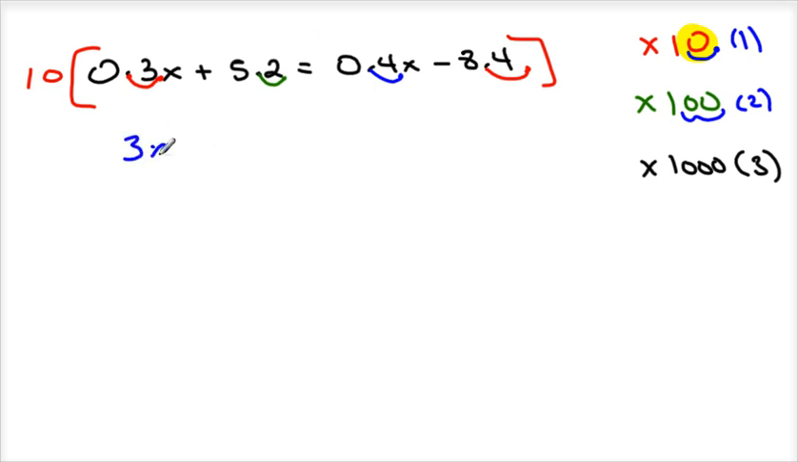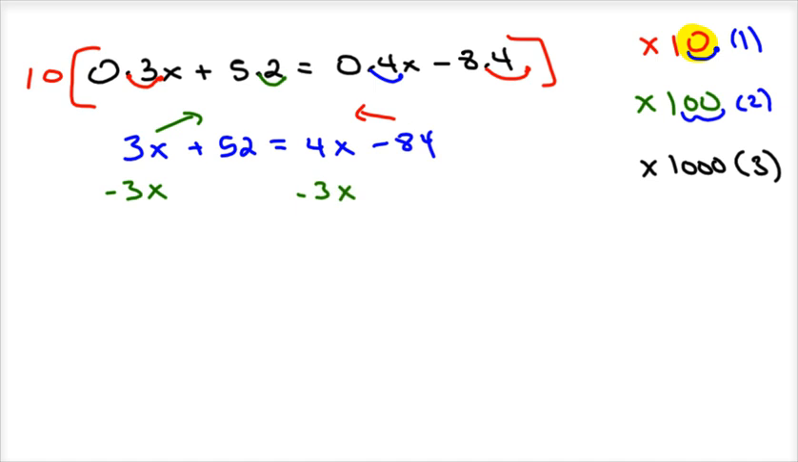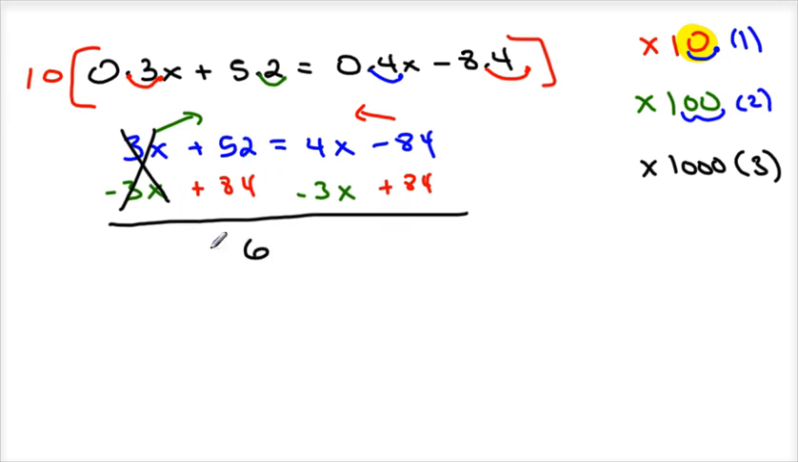So this becomes 3x plus 52 equals 4x minus 84. All right. I want to get my variables on one side, constants on the other, so I'm going to bring this over that way. I'm going to bring this one over that way. So I'm going to do minus 3x, and here I'm going to do plus 84, and solve this. So my x's go away here, so I have 6, 13, 136 equals 4x minus 3x, it's just x, and that goes away, so my final answer is x equals 136.